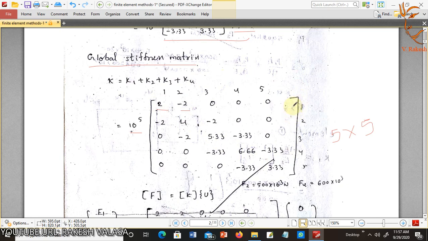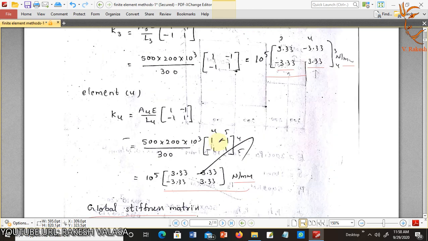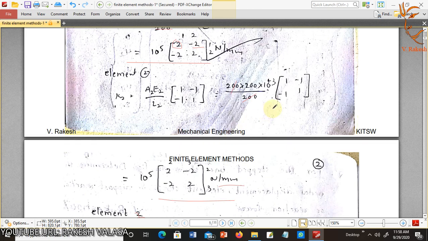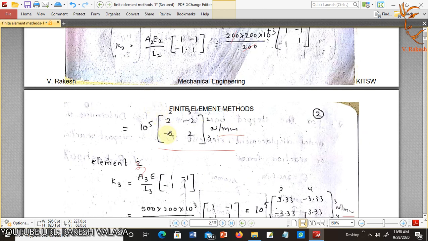Similarly, fill in all the elements. For example, you can fill this value, that means third row and third column. This element is available in stiffness matrix 2 and stiffness matrix 3. For element 2, see this value. This is the third row and third column element, that is 2.